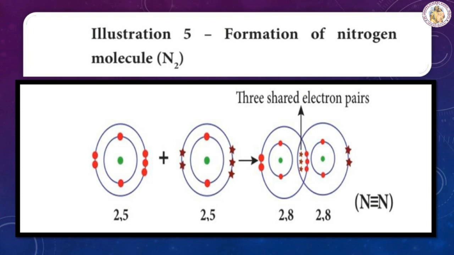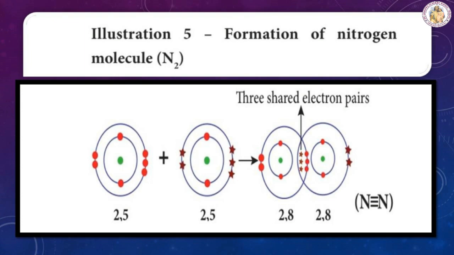Here the nitrogen molecule is formed by two nitrogen atoms. In the outermost shell there are totally 5 electrons, in both atoms. So these two atoms, to achieve a stable completely filled electronic configuration, must share what? 3 pairs of electrons. Hence a triple bond is formed between the two atoms. Let's see the image. In the outermost shell, totally 5 electrons are there in both atoms.